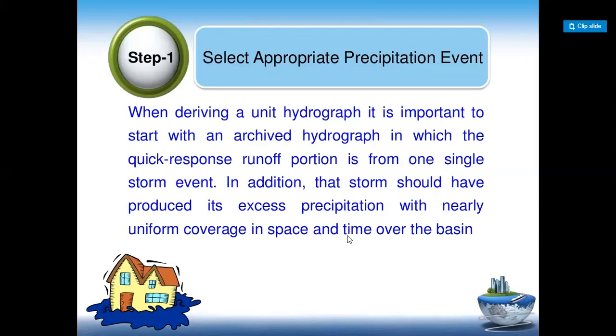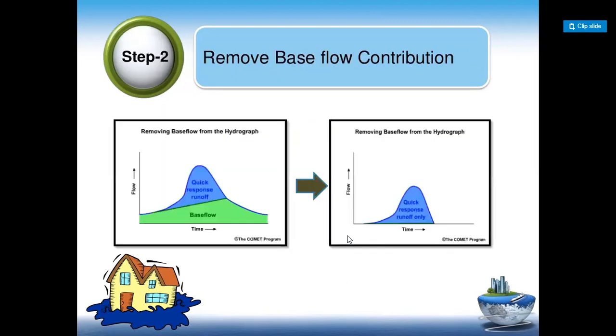When deriving a unit hydrograph, it is important to start with an archived hydrograph in which the quick response runoff portion is from one single storm event. In addition, that storm should have produced its excess precipitation with nearly uniform coverage in space and time over the basin. So guys, here remove the base flow contribution.